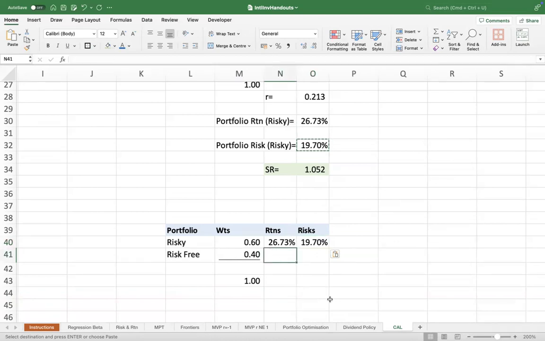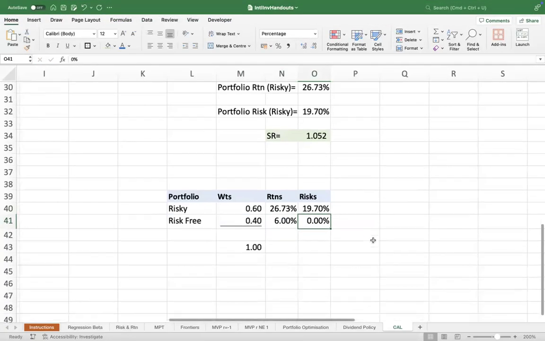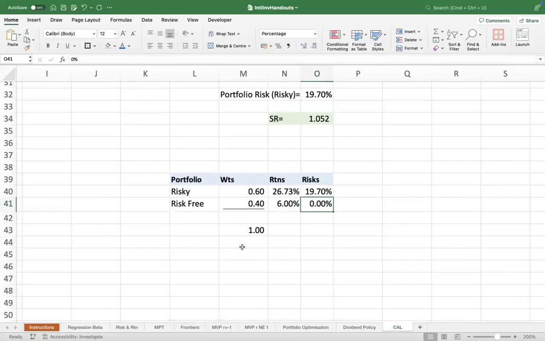Risk free, what is the return for risk free? We have already discussed 6%. But there is no risk in it, isn't it? And do we need the correlation when you combine the risky assets and risk free assets? Do you need the correlation? You don't, because the second term and the third term become zero. You saw that in the derivation.